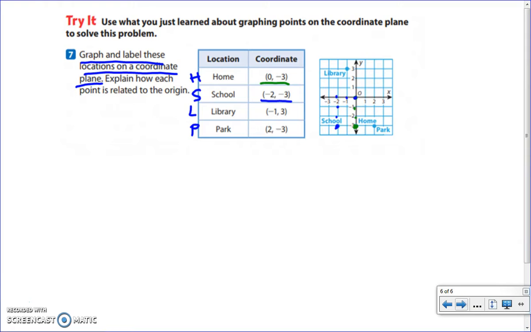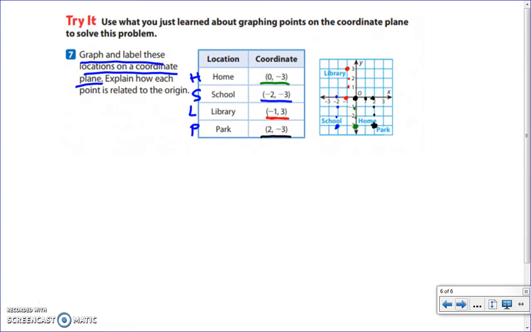The library is at -1, 3. So -1 in the x direction, to the left one, and +3 in the y direction. Now it doesn't say +3, but we know if there's no negative sign, we assume that it is positive. So when I move 3 up, you can find the library, and finally the park at 2, -3. So I'm going to start at the origin. I'm going to count 1, 2 from there, not counting the origin as the first number. So not 1, 2. It's start here, 1, 2. Then -3: 1, 2, 3. I'm going to start right there, and you can see that's where the park has been labeled.